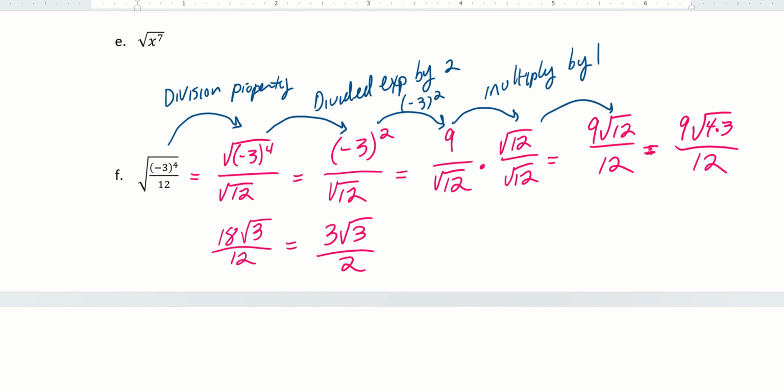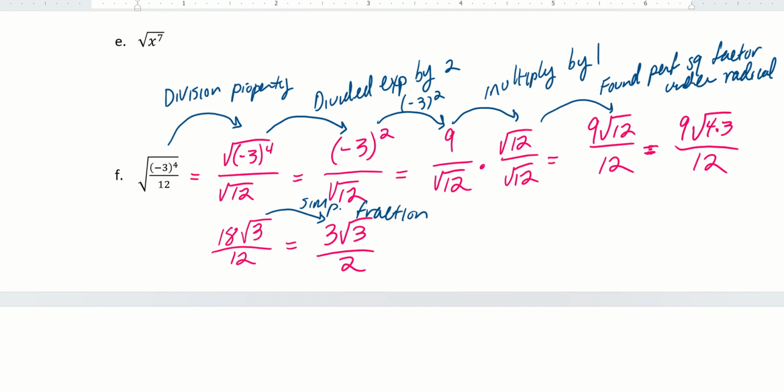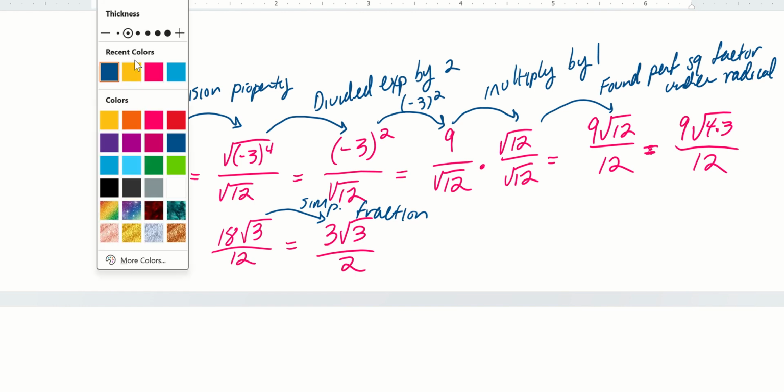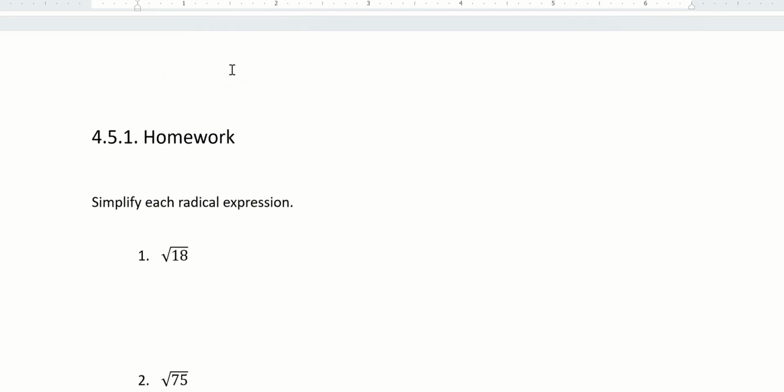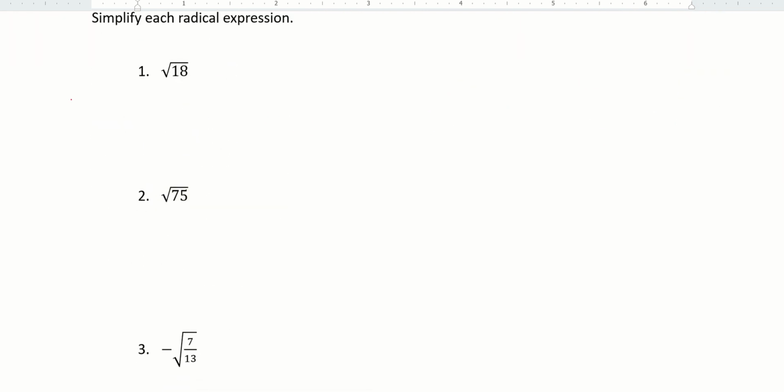Then I found a perfect square factor under the radical. And then I simplified the fraction. So it's a lot of steps, but it's just applying what you learned before. Okay, let's do a few more.